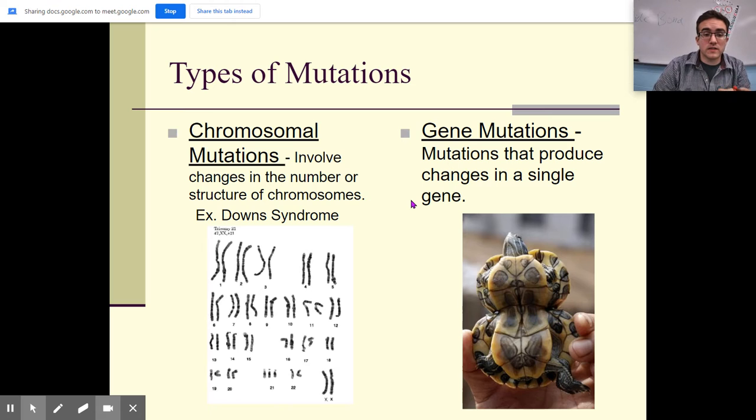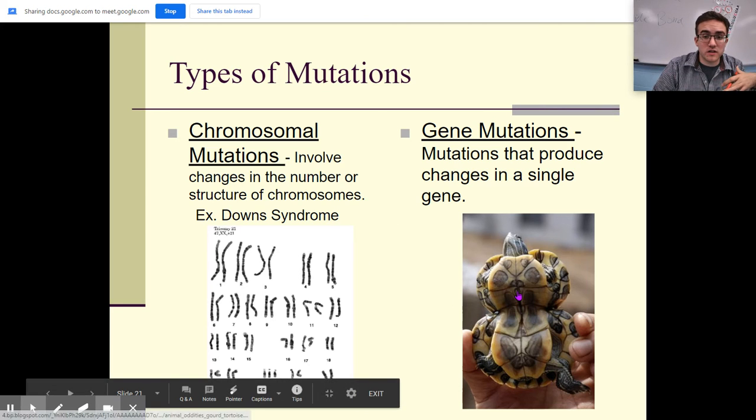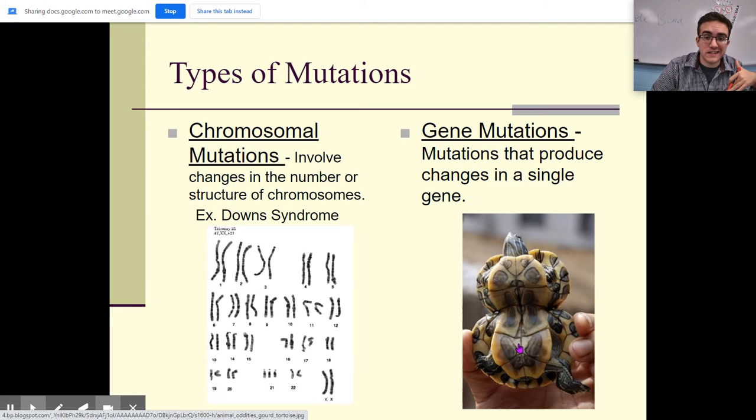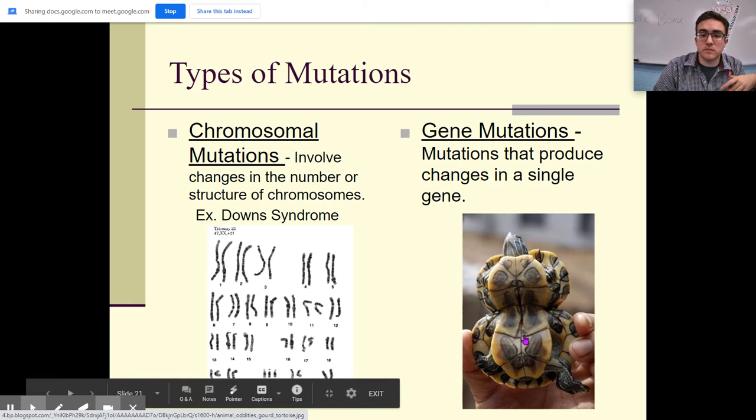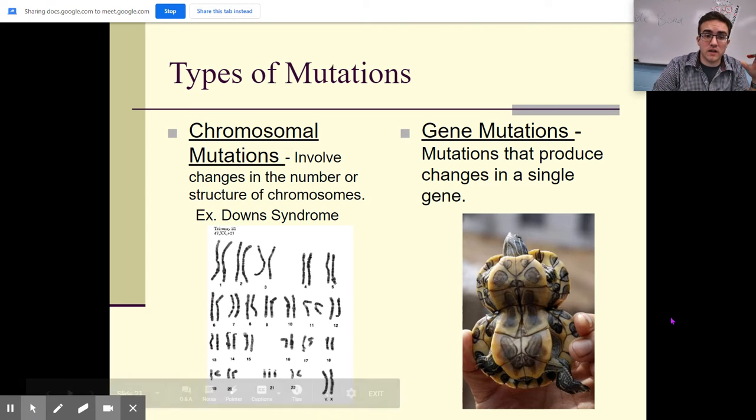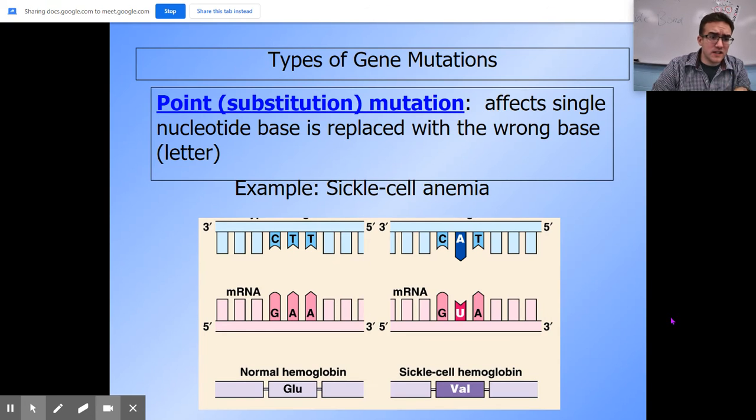The other type that we're going to focus on right now is gene mutations. Gene mutations are mutations that produce a change in a single gene. So a gene for eye color, gene for skin color, whatever. Here, this turtle's having some problems with its shell. It grew 2 shells because a change in the DNA at that gene produced a protein that caused an extra shell to grow.